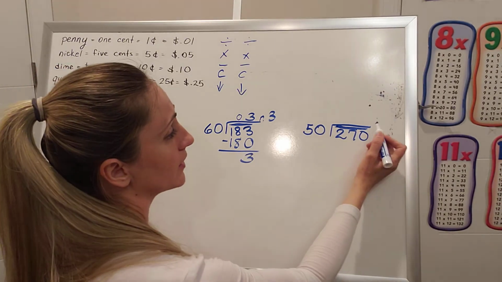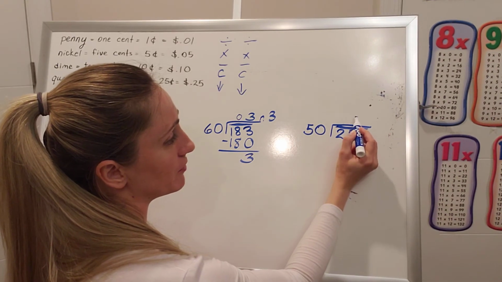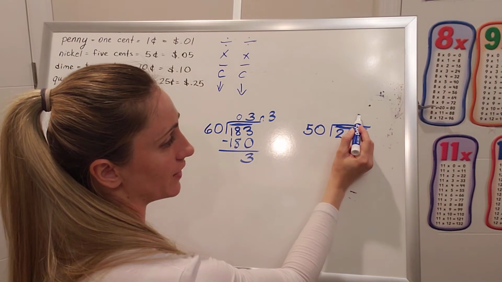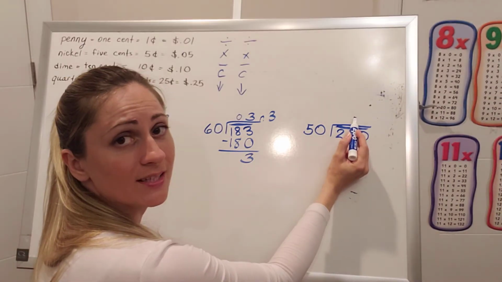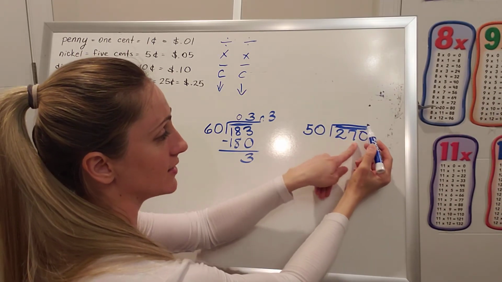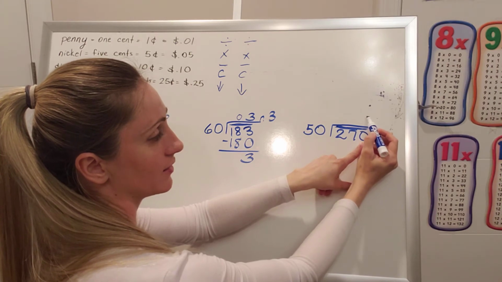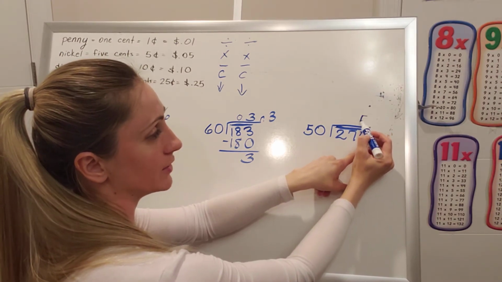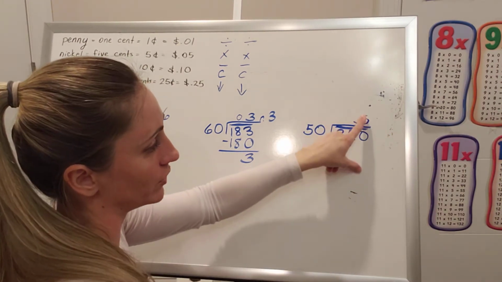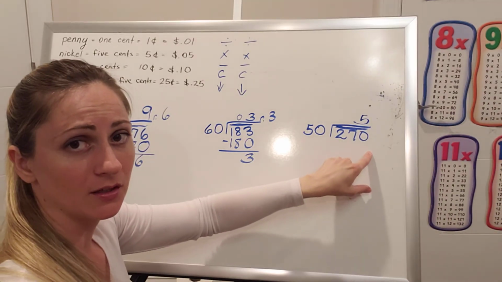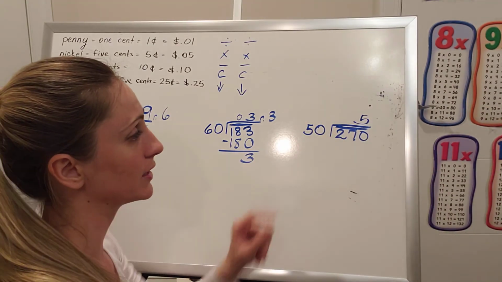Well, where does our 5 go? Where would we write 5? Did we divide 27 by 50 and get a 5? Do we write 5 here? No. Did we divide 270 by 50 and get a 5? We did. There's our 5. You have to line it up, okay? You are going to get confused if they're in the wrong places.